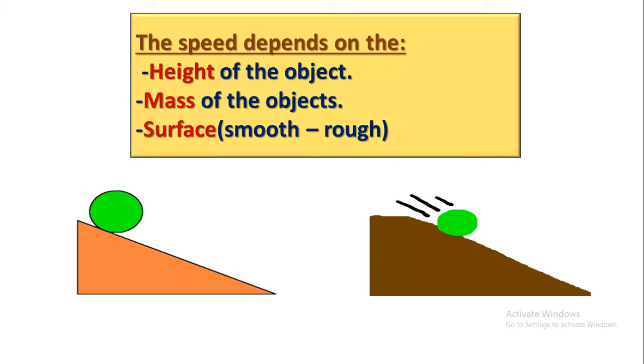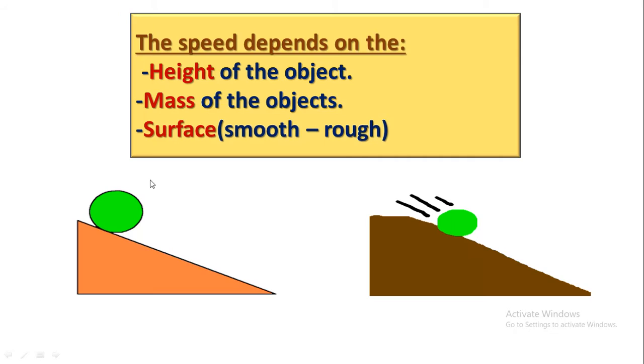Okay, number 3, the surface. We have two types of surfaces, smooth and rough. Do you remember what smooth is? Smooth means soft, like that, and this is the rough. Which one can move faster, the object moving on a smooth surface or on a rough surface? On a smooth surface. Excellent.